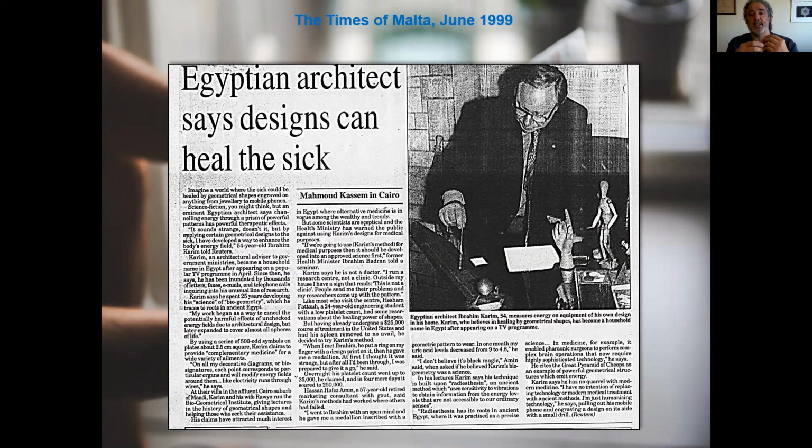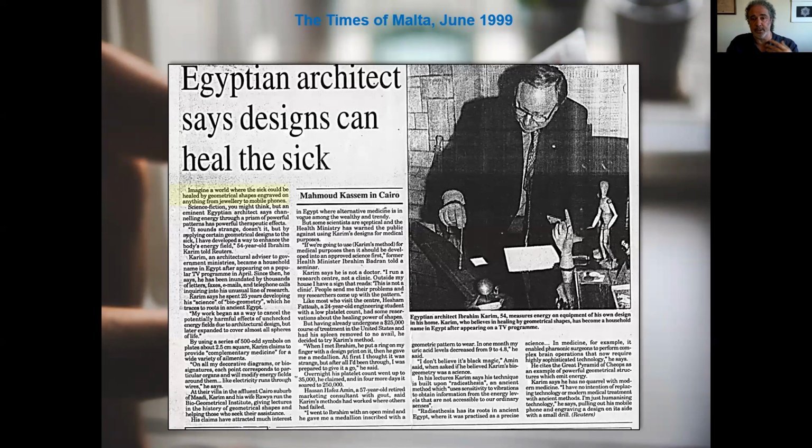But suffice it to say that then I learned sacred geometry, and I came to a point that when this article opened in front of me, I couldn't believe what I was reading, because here it said, for example, imagine a world where the sick could be healed by geometrical shapes engraved on anything from jewelry to mobile phones. So here was a man who not only had this knowledge of the ancients, sacred geometry and all that, but he had actually formulated it into a practical and workable science. And that was just mind-blowing.